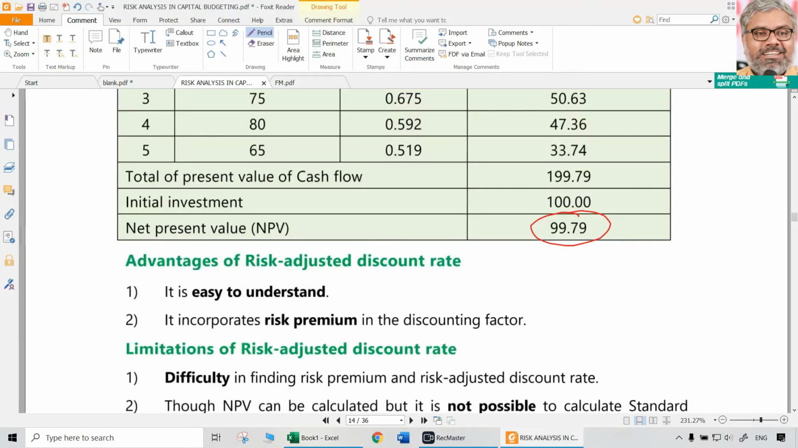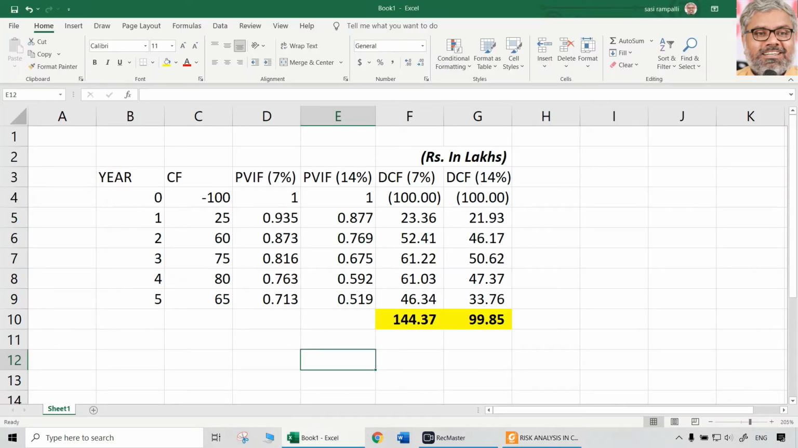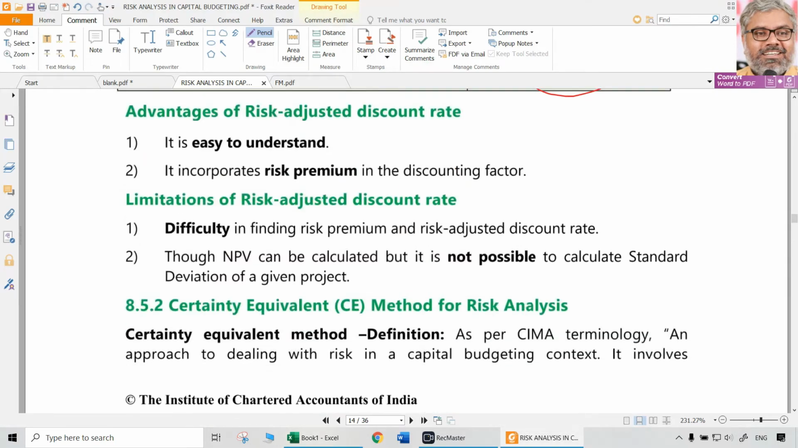That's it. That is the risk adjusted discount rate. What is there in this? Nothing. All that you need to do is make an adjustment to the discount rate according to the information given in the question and recalculate NPV. That's all. 5 marks questions can be expected on that.